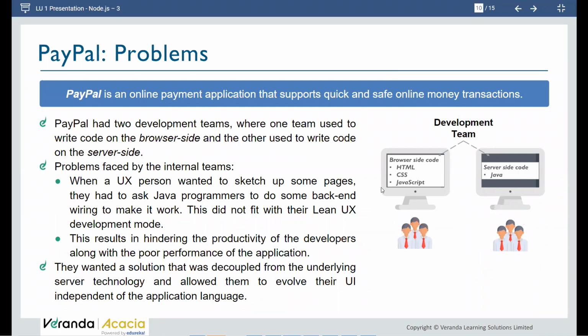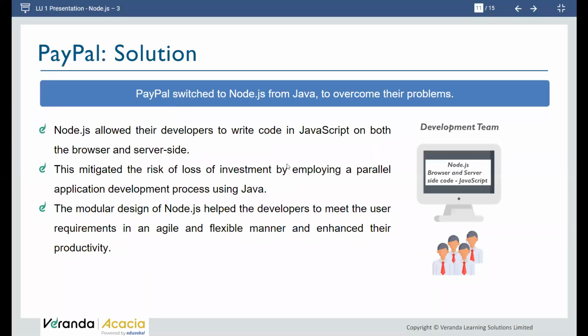So why Node.js compared to Java and .NET? Here they are taking this example. PayPal switched to Node.js from Java to remove their problems. Node.js allowed their developers to write code in JavaScript. So now Harish knows JavaScript, and Srinivas knows JavaScript.